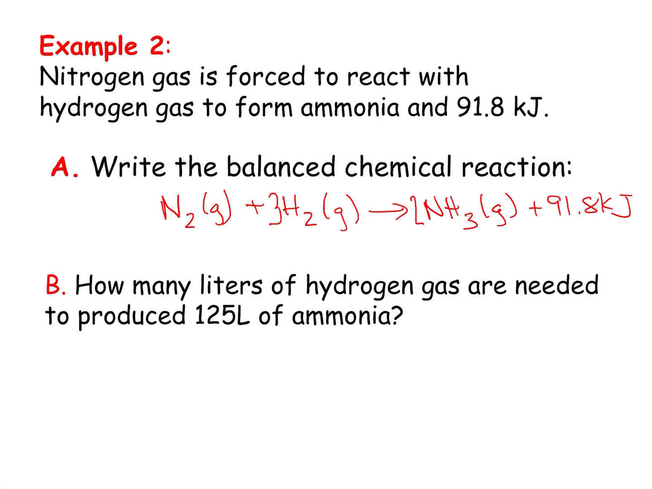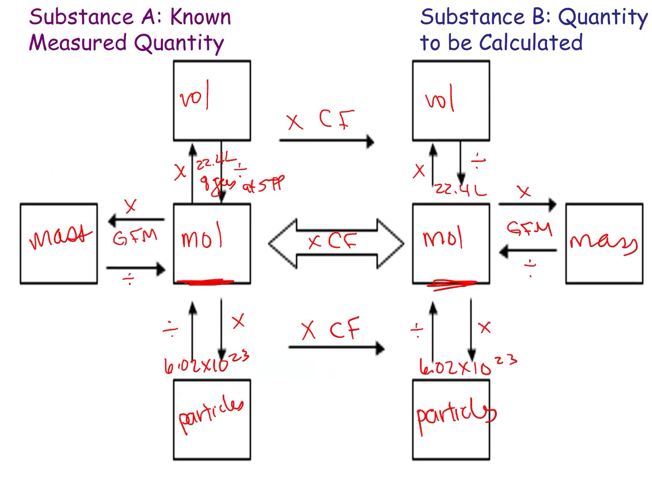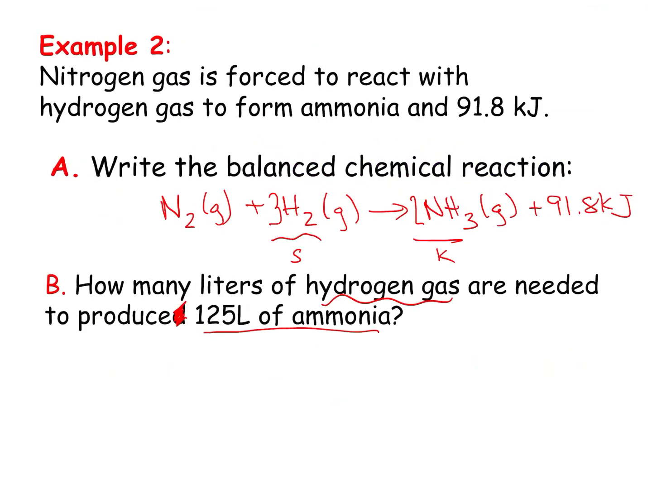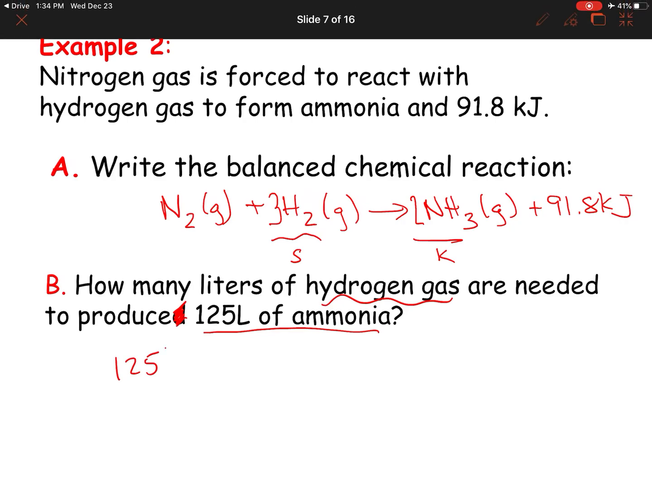Okay. How many liters of hydrogen gas are needed to produce 125 liters of ammonia? So ammonia is our given. It's what we know. So up here, I'm going to put K for know. And I seek hydrogen gas. So there's that. Now, if we go back to our mole map, to go from volume of one thing to volume of another, all we need to do is multiply by a conversion factor. Okay. So I start with my 125 liters of ammonia.